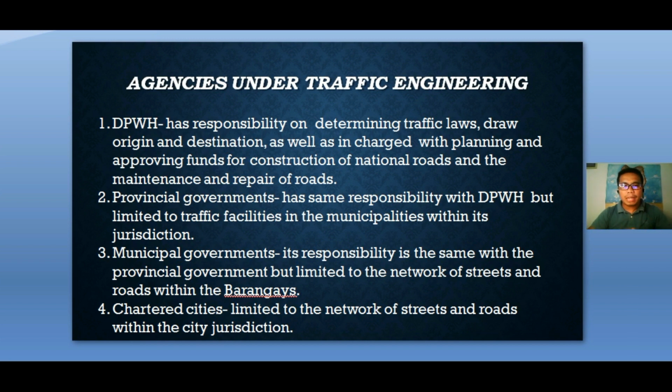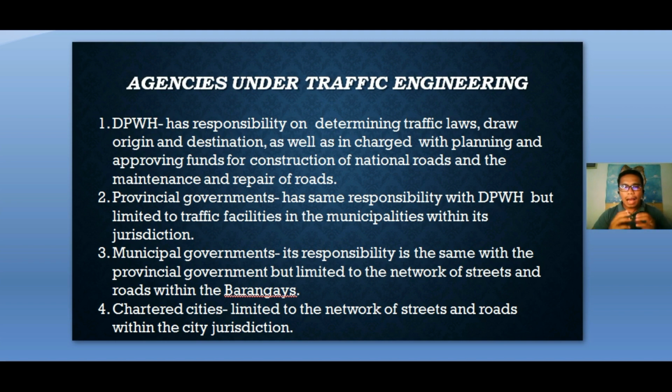Ang responsibility sa DPWH is on the determination of traffic flows, draw, origin, and destination, as well as in charge with planning and approving funds for construction of national roads and the maintenance and repair of roads. So basically, take note ang ilang usually nga scope or jurisdiction is on national road lang.